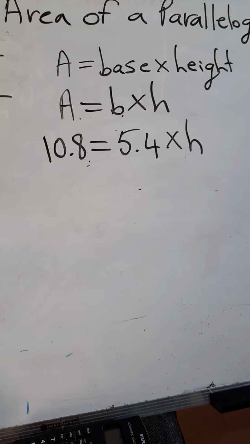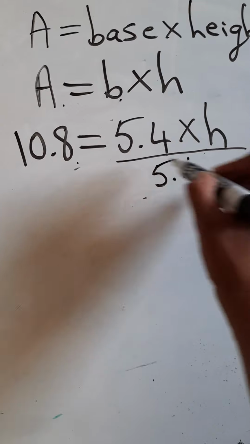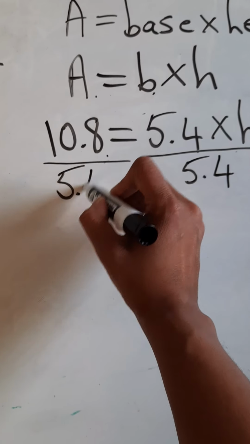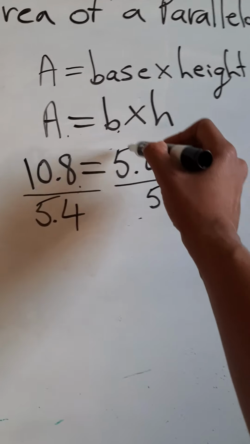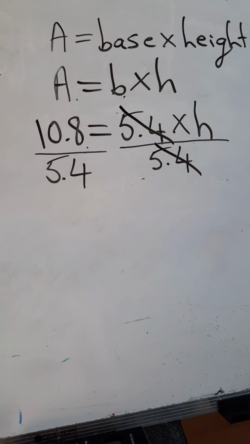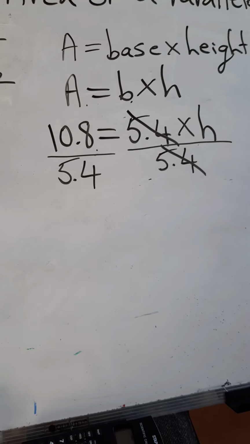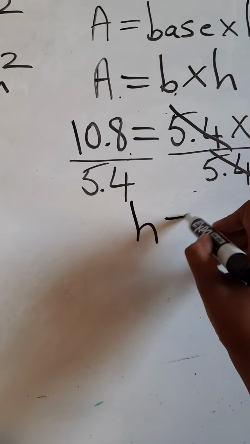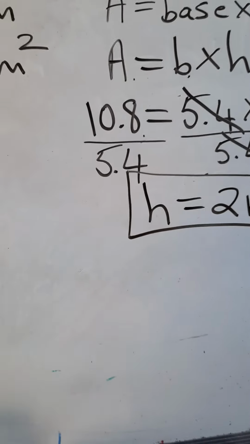We have to isolate for h, okay? What we're going to do is divide by 5.4, okay, on both sides of the equation. And the reason we're doing this is so the 5.4 cancels out. Okay, and what I'm doing here is 10.8 divided by 5.4 on my calculator. And I notice that h is equal to 2 meters.